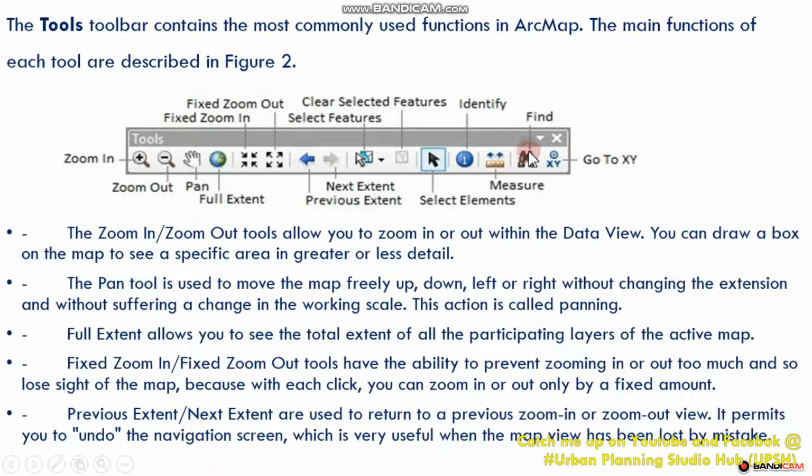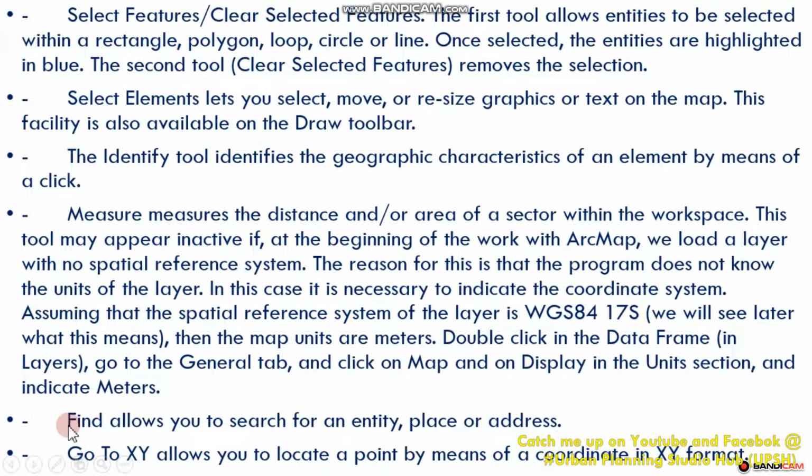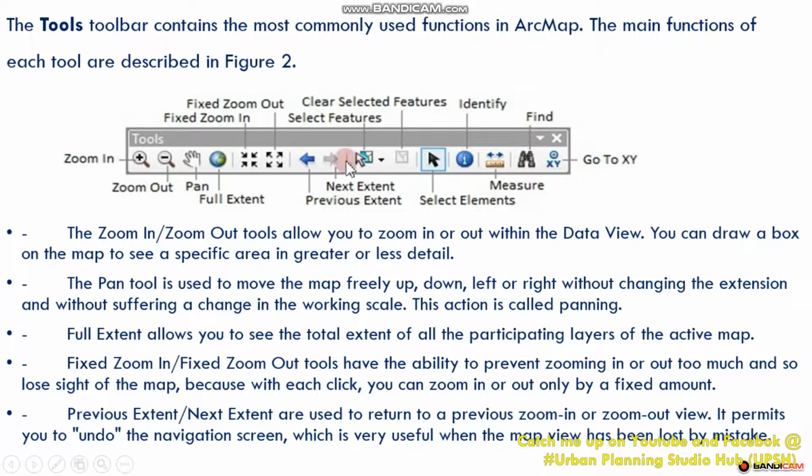This is the one we're talking about, the find tool. Now the find tool allows you to search for an entity, place or address. Now go to XY allows you to locate a point by means of coordinates in X and Y format. Yes, I had explained this. All what I've been doing is I'm trying to read out all these tools and what they do, because they are one of the main functions of what we'll be doing in our designs.